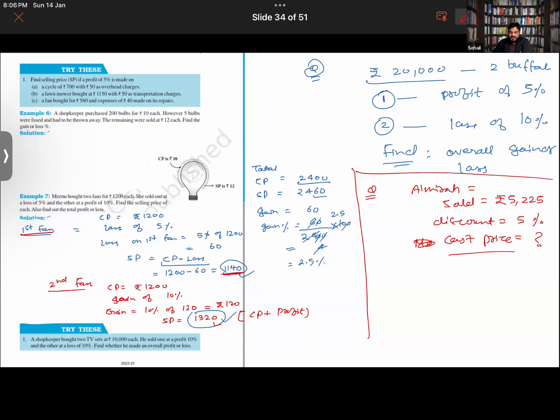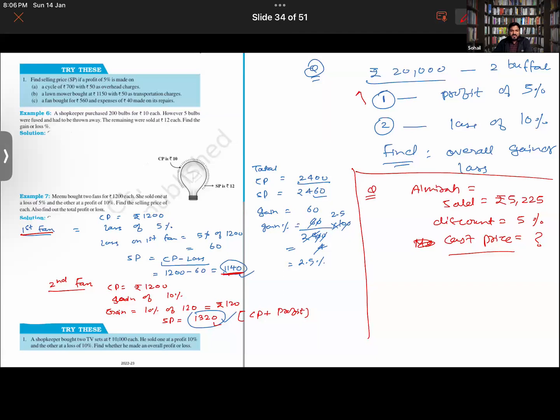Any clue how to do this one? The first buffalo was at a profit of 1,000 and the second buffalo was at a loss of 2,000. So there is simply 1,000 gain. Exactly, if you find the profit percent on the first one, here you see a loss of 10% and a profit of 5%, so thereby what you can do.